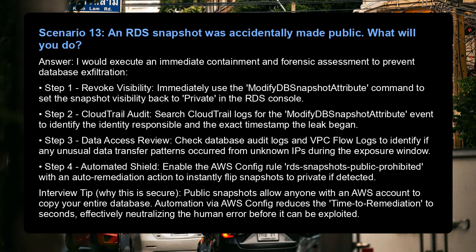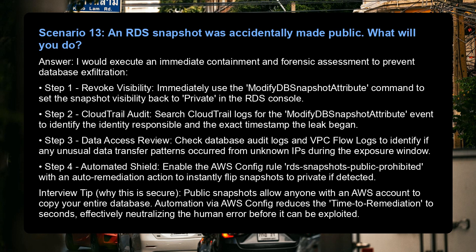Scenario 13. An RDS snapshot was accidentally made public. What will you do? Answer: I would execute an immediate containment and forensic assessment to prevent database exfiltration. Step 1. Revoke visibility. Immediately use the ModifyDBSnapshotAttribute command to set the snapshot visibility back to private in the RDS console. Step 2. CloudTrail audit. Search CloudTrail logs for the ModifyDBSnapshotAttribute event to identify the identity responsible and the exact timestamp the leak began.